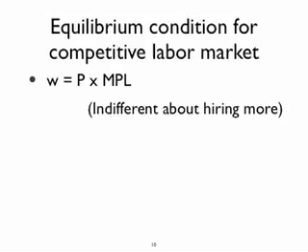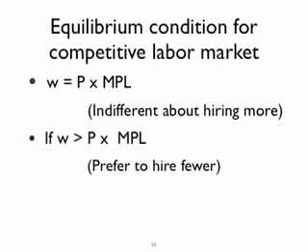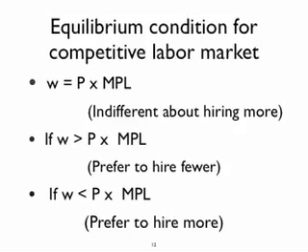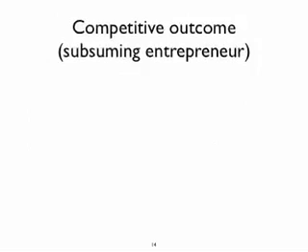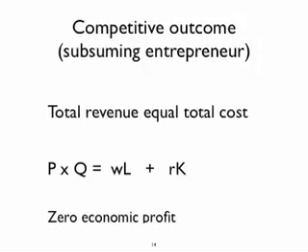You can also think about the situation where the wage exceeds the price times MPL. Then the firm would find it preferable to hire fewer workers. If the wage is less than the value of marginal product of labor, then the firm should hire more workers. And there's an analogous condition for the capital market, where the equilibrium condition is R equals P times MPK. We can now link the factor markets to the overall condition for the firm. For the competitive firm, where there's zero economic profits, the revenue, P times Q, equals the total cost of hiring labor and capital.